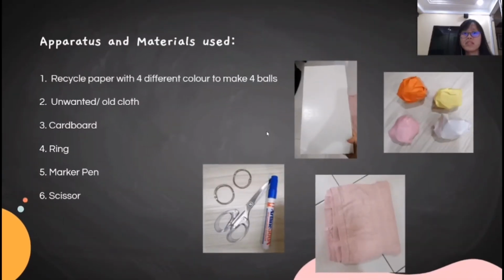To make this kit, the apparatus and materials that we use are recycled paper in 4 different colors to make up the 4 different bowls, and the picture is shown here. Second, we use unwanted or old cloth to cut. And third, cardboard, ring, marker pen, and scissors. All the materials that we use are recycled materials.